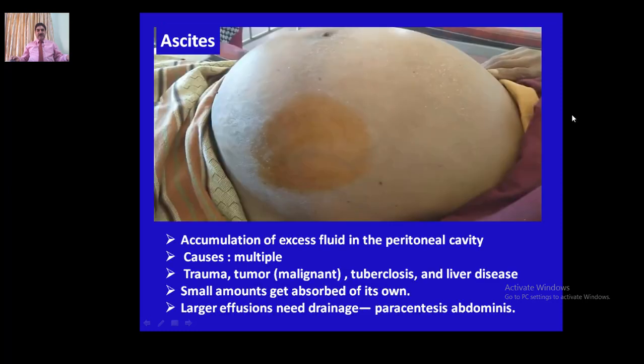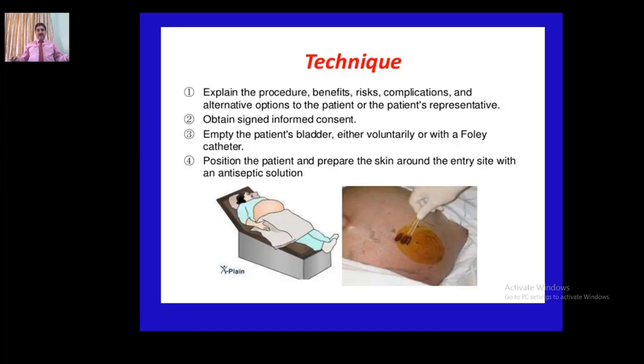Ascites is defined as accumulation of excess fluid in the peritoneal cavity. Causes are multiple. The common causes are trauma, tumor, tuberculosis, and liver diseases. Small amounts of fluid in the peritoneal cavity get absorbed on their own. Large effusions need drainage, and this procedure is called paracentesis abdominis. What is the technique of paracentesis abdominis?